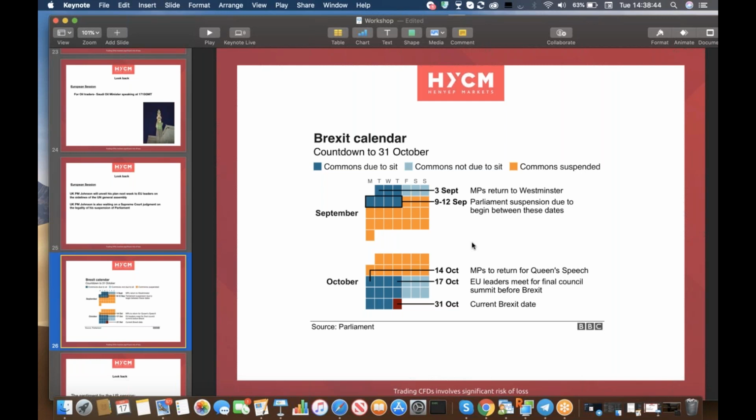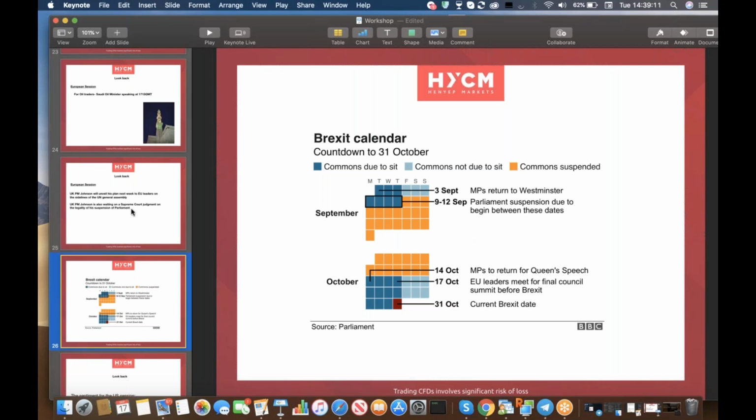So there is a lot of risk around the pound at the moment, and it is very hard to stay on top of what's the next agenda. So the key thing is anything that makes it look like a deal is going to be done will be pound positive. Anything that makes it look like a deal is less likely to be done will be pound negative. So that's the sentiment going into it.